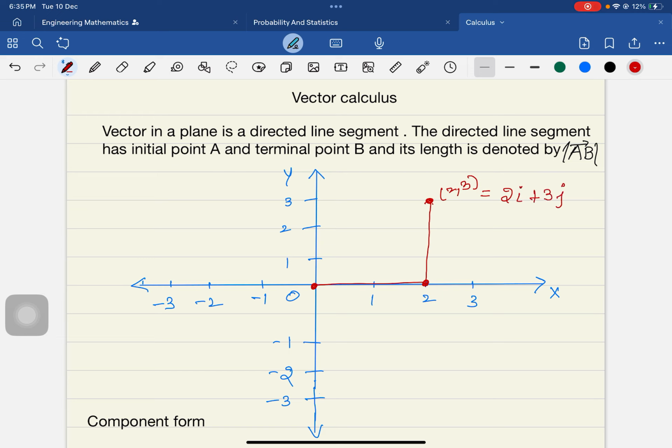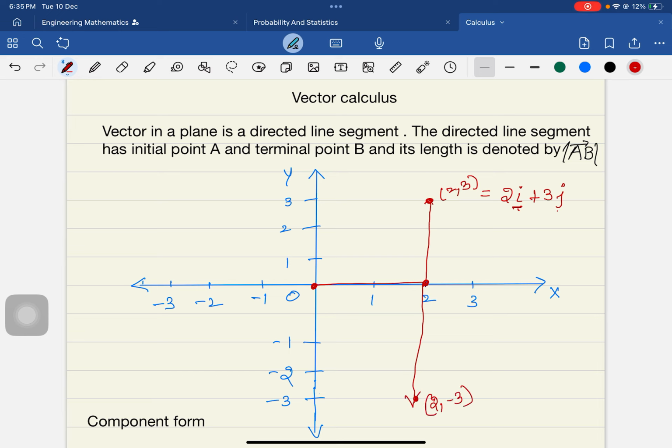times j. That means i is the notation for the direction towards the x-axis, and towards the y-axis we name the direction j. So now if I say that I'm going towards the x-axis 2 units and I'm going down 3 units, down in the sense that the point where I'm going is x is 2 and y is minus 3.